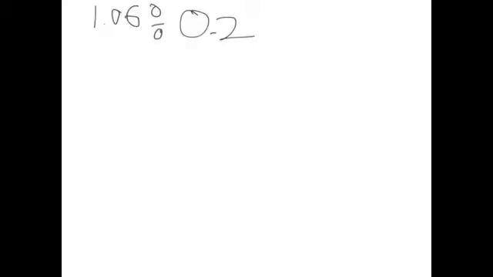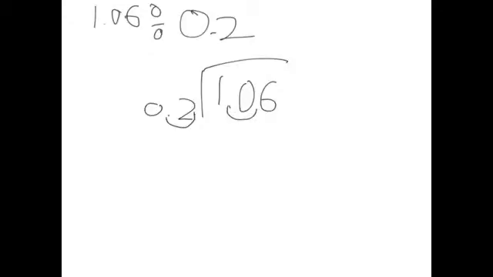Dividing decimals. First, we need to rewrite our equation. 1.06 divided by 0.2. Now we can't have a point in our divisor, so we move it over 1. And whatever we do to this side, we have to do the other side as well. So move this over 1. Mark our decimal up here.